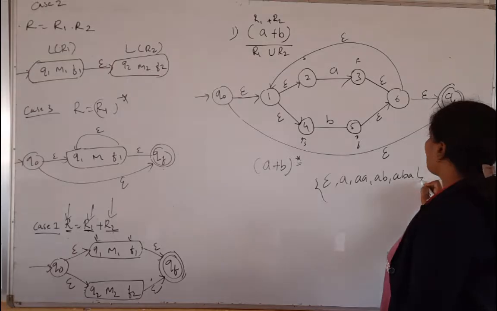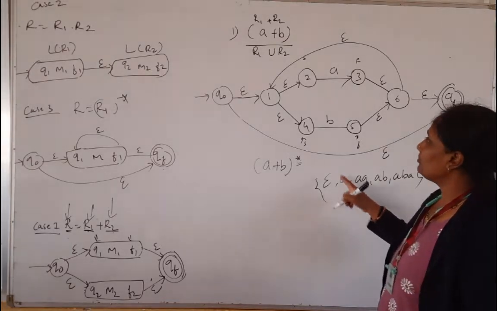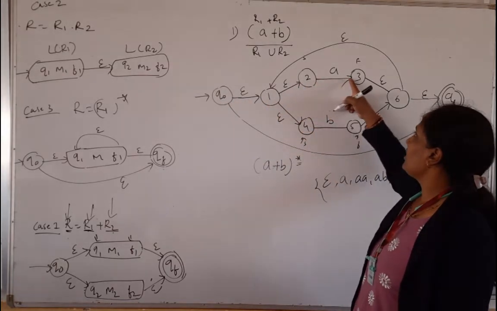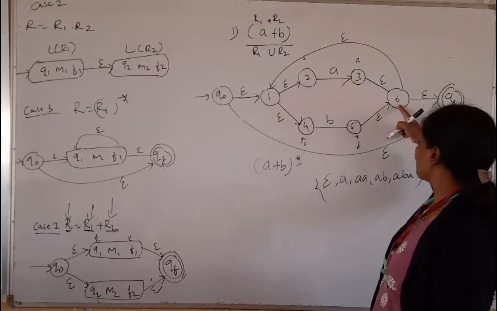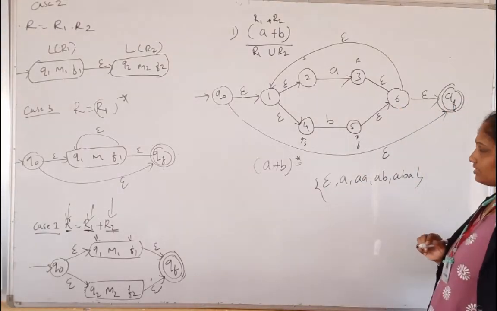So check out whether this FSM will accept all these or not. So when A comes, it will move from Q0 to state 1, from 1 to state 2, it will accept A, it will move to the 6th state. So after that, using this epsilon, it will reach the final state.